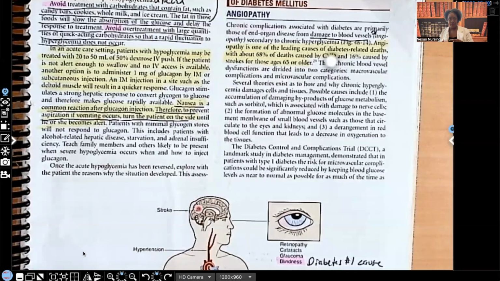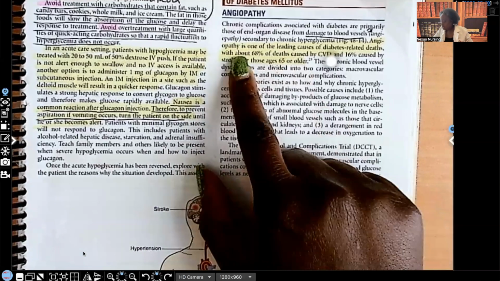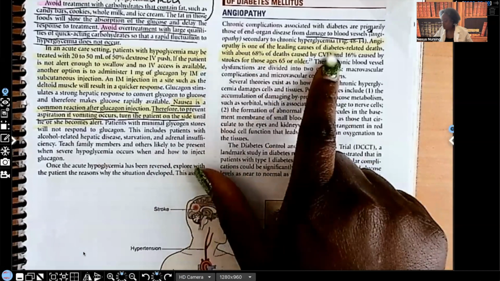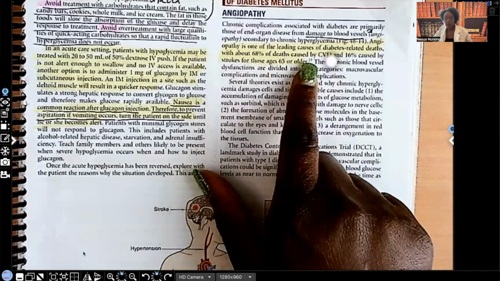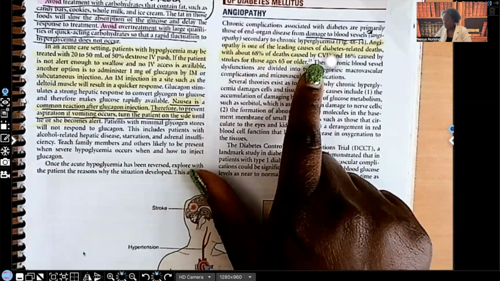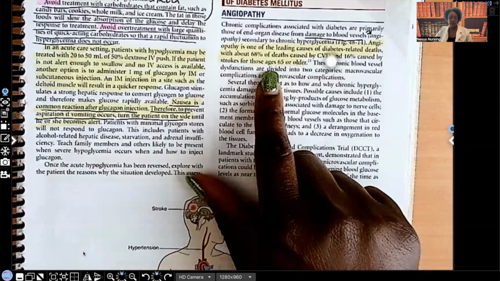That's that same thick blood because of all that sugar that's supposed to be feeding your brain, that's supposed to be feeding your kidneys, your pancreas, your liver. Do you see where I'm going here? Okay, so diabetes, you better believe it's going to affect every single organ in the system. Now take a look at what it says. Angiopathy is one of the leading causes of diabetes-related deaths, with about 68% of deaths caused by coronary vascular disease and 16% caused by strokes for those ages 65 or older.